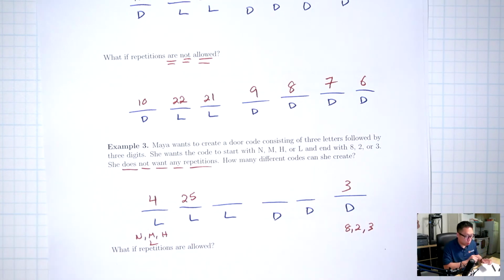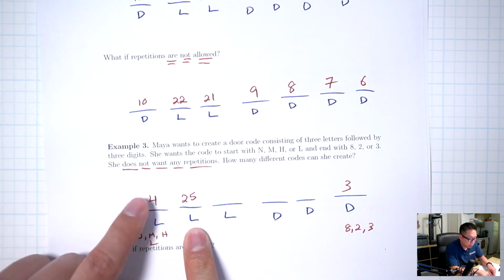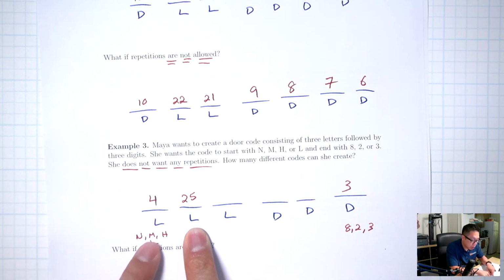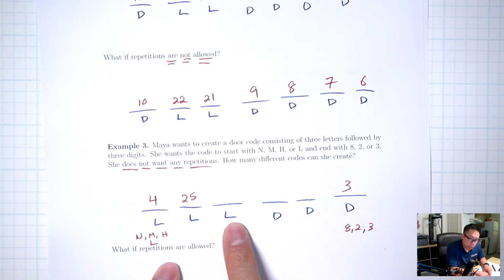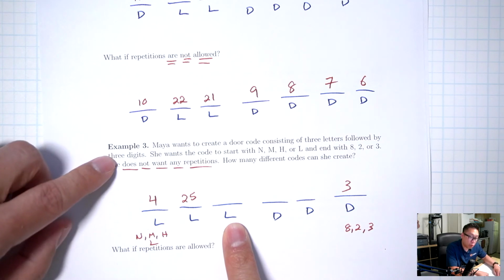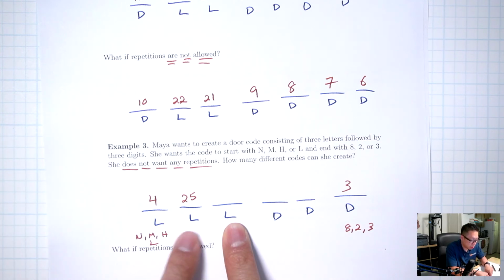And that's because normally it's the full 26, but because I don't want repetitions, I already use a letter right here in the first blank, which means I'm down by 1 to 25. Next letter, right? Normally it will be the full 26, but because I don't want repetitions and I've used 2 letters already, I should be down by 2 to 24.